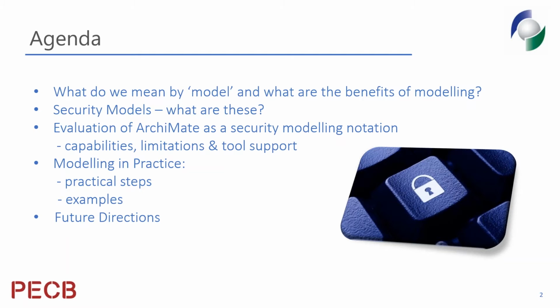And once we've established what we're trying to do, I'm going to look at the capability of using ArchiMate as our security modeling notation. So see what it's capable of, where its limitations are, and where we might hit limitations, not through the language itself, but in what you're able to do through the tool support that's available for it. And then once we've looked at the capabilities of ArchiMate, we're going to look at some examples of modeling in practice, some practical steps and examples of what you can do in ArchiMate with regard to security, and then some ideas about future directions where this might go in the coming years.